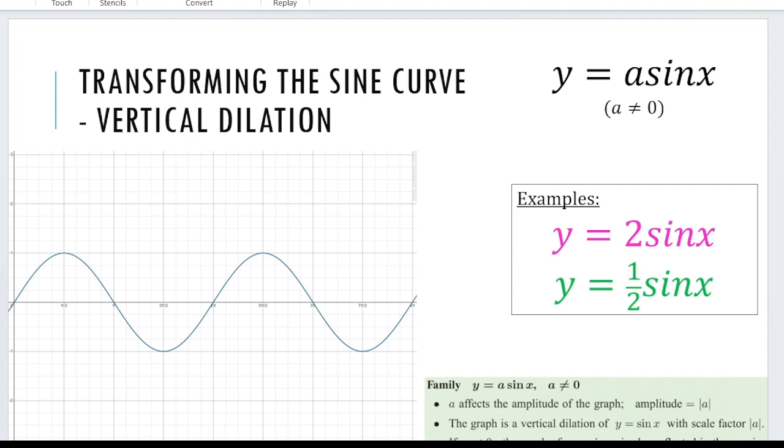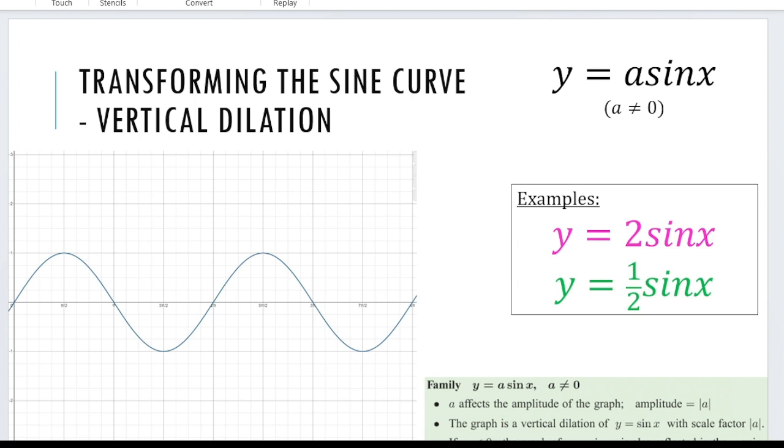So within the family of sine curve, we've got 4 different transformations that we're going to look at, and we refer to them as basically A, B, C, and D as the coefficients or the variables that affect that transformation. This is all exactly the same as what we did in our first topic of functions and graphs, where we were looking at vertical dilation, horizontal dilation, vertical translation, and horizontal translation.